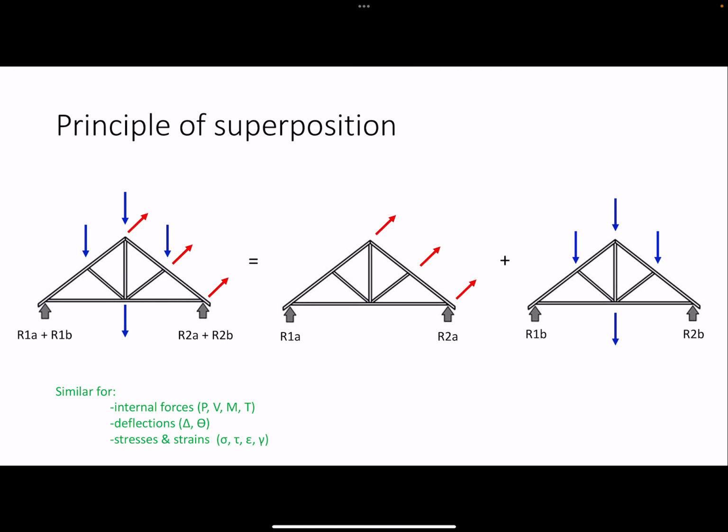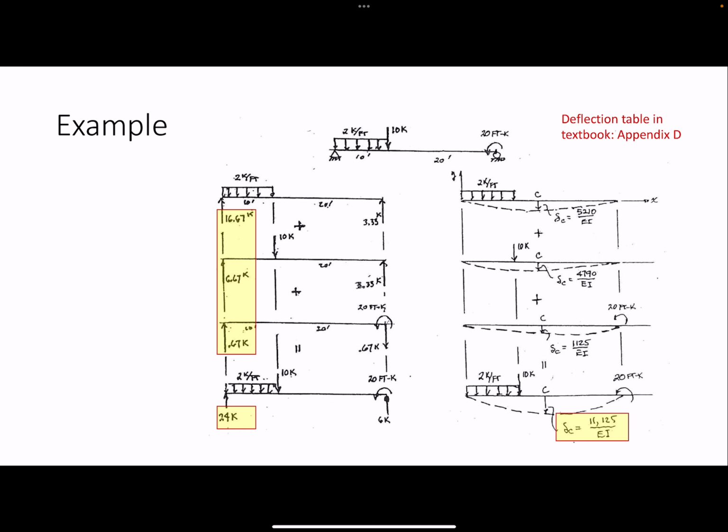All right, so quick demonstration of the principle of superposition, right? It's what I explained earlier. If you have two different sets of loads shown on the right side, you can find the reactions separately and then add them together to represent the effect of all of those loads occurring at the same time. We can apply this to internal forces, deflections, stresses and strains, and so on. So there's an example in the skeleton notes that we will take a look at as well.